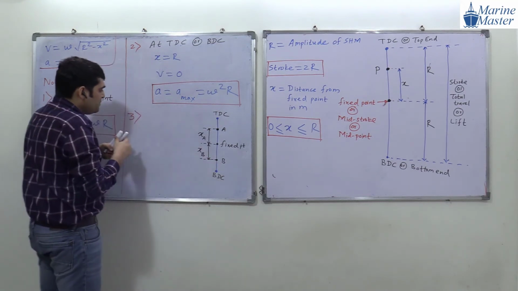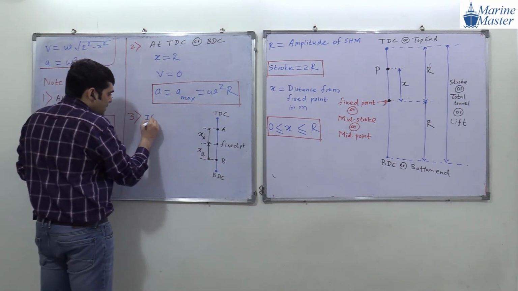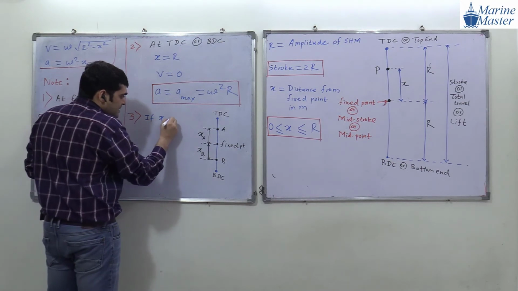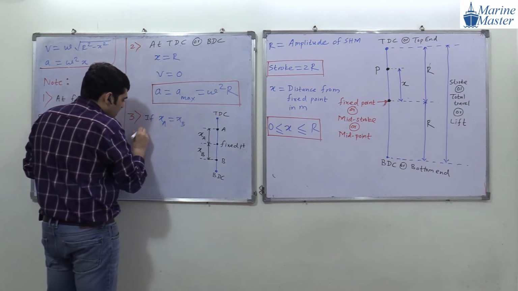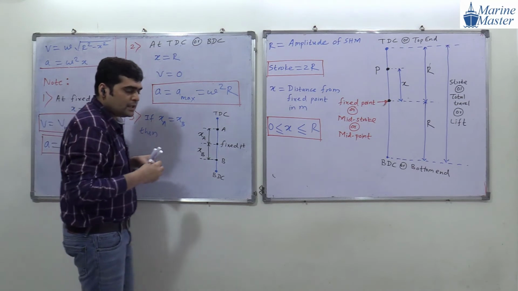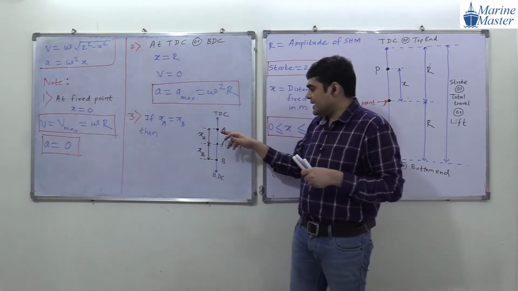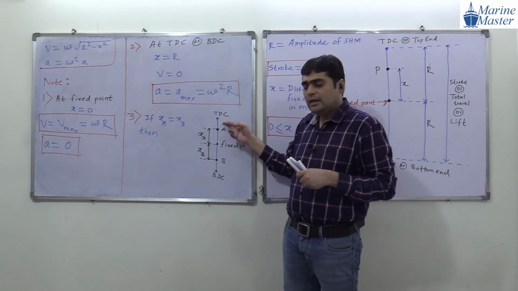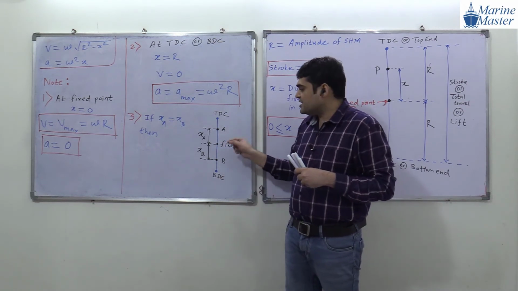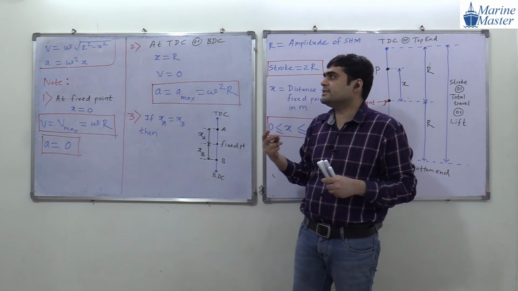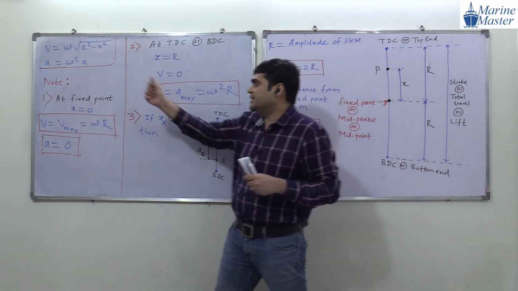Suppose XA is equal to XB. Then what can we say, everyone? If the distance from the fixed point is the same on either side, meaning A is on one side and B is on the other side, then what will we say, guys? What is the value of velocity?